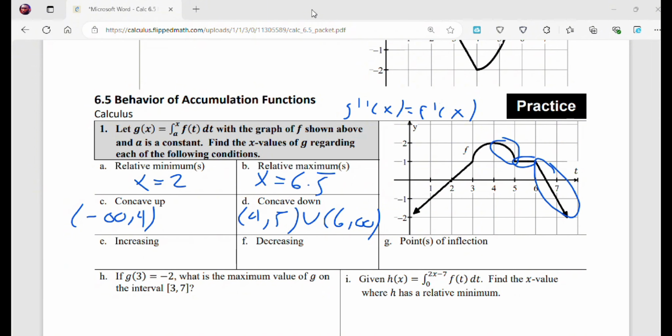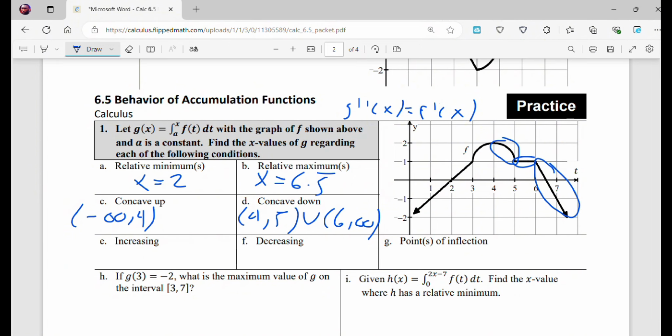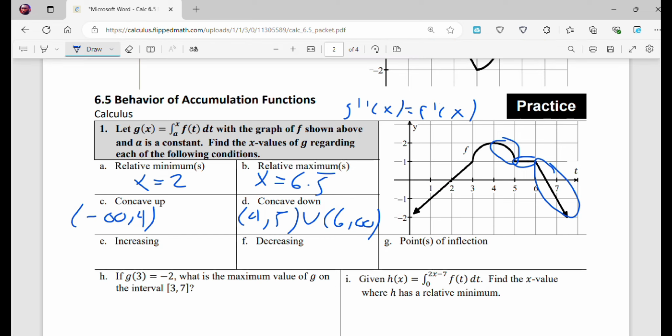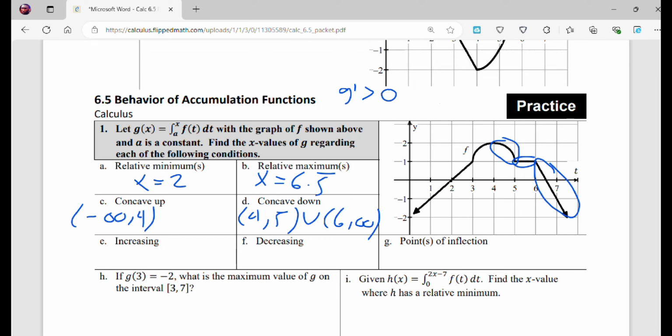When is g increasing? If a function is increasing, then the function's first derivative has to be greater than 0. It has to be positive. So we're going to find when g prime is positive. Well, we know that g prime is f, right, from the fundamental theorem of calculus. So when is f greater than 0?